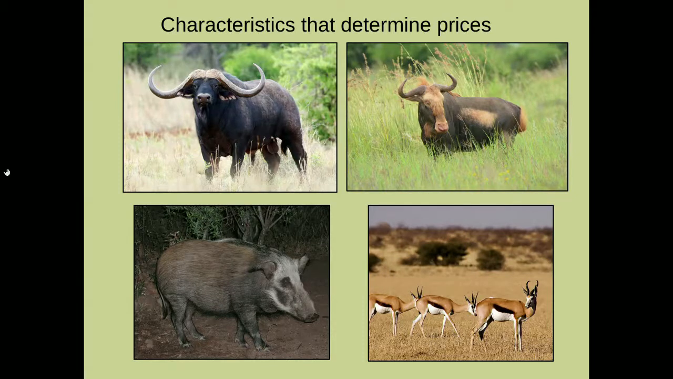These were the two with the lowest prices we had: a bush pig, which are lovely animals, but you never see them, and springbok, which are very, very pretty, but very common.